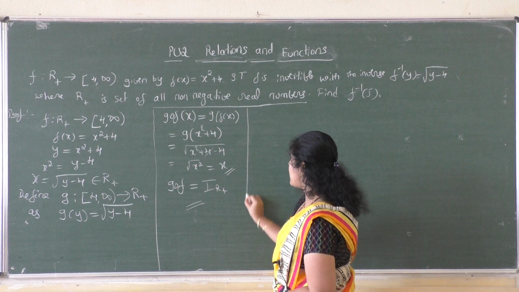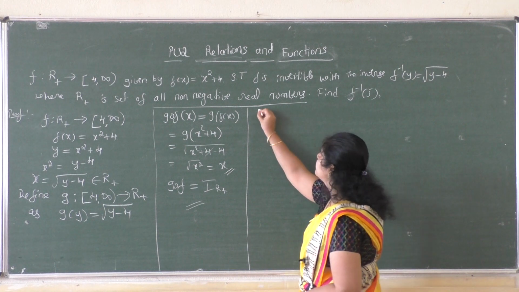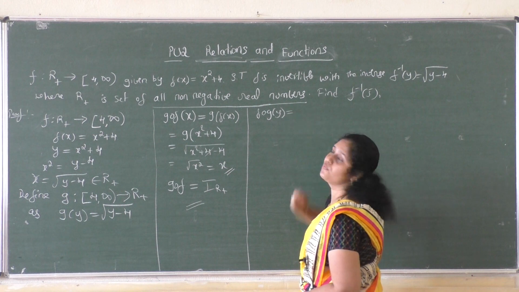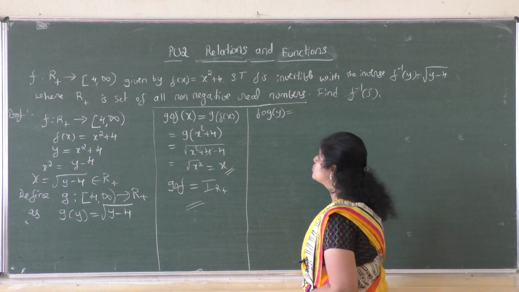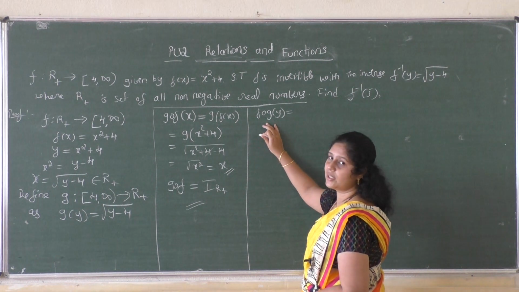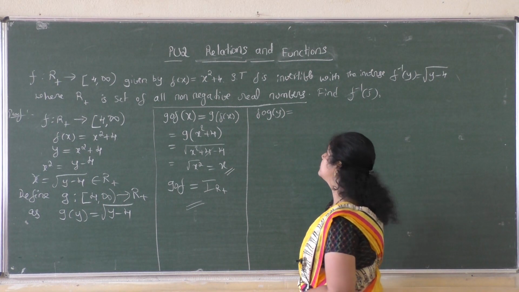Okay, in a similar way we have to prove that f of g of y equal to y. That means f of g is identity. So after proving g of f identity, f of g is identity, then f is said to be invertible.